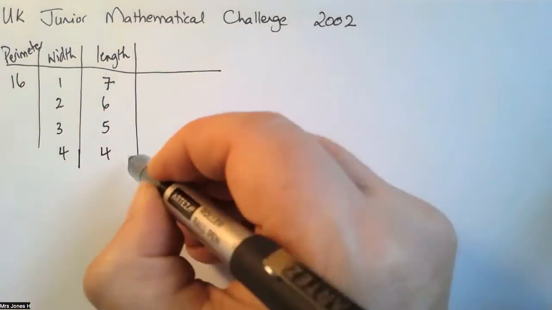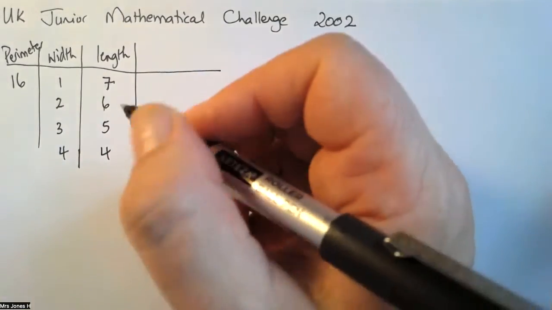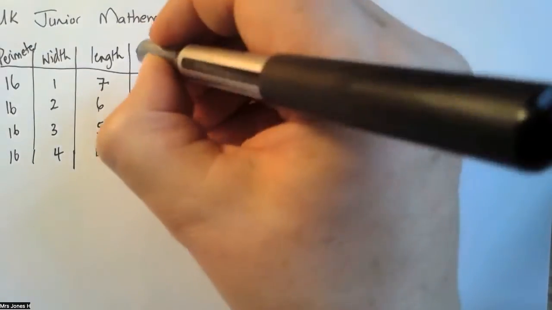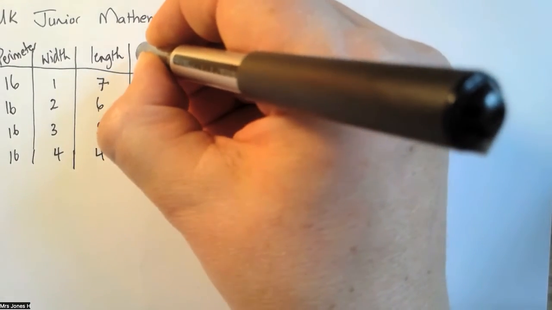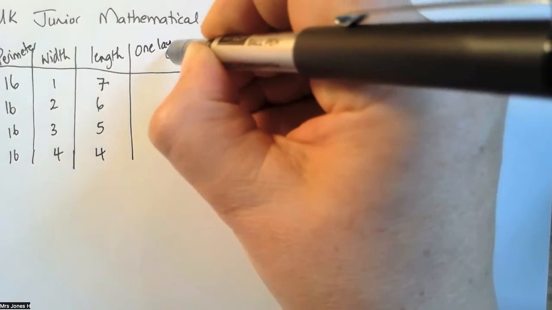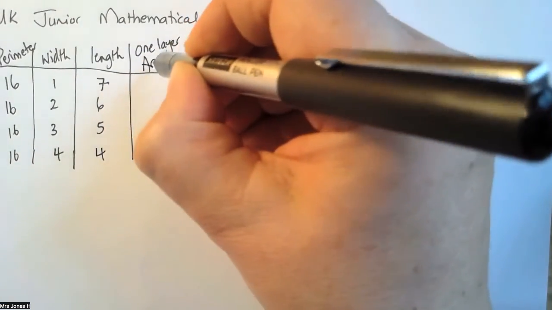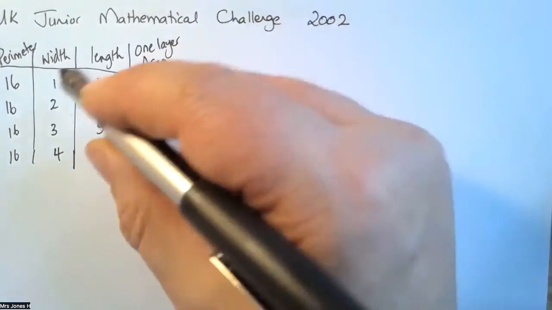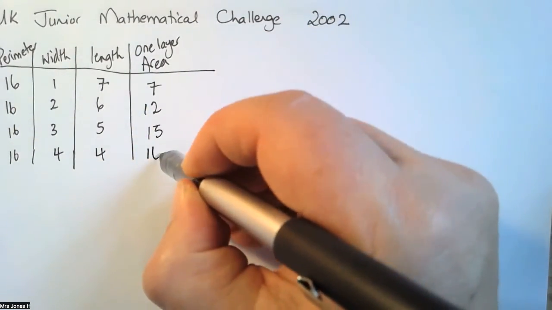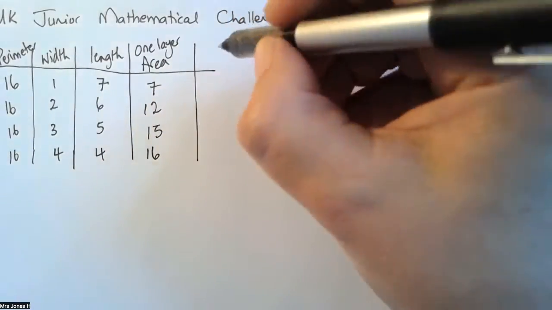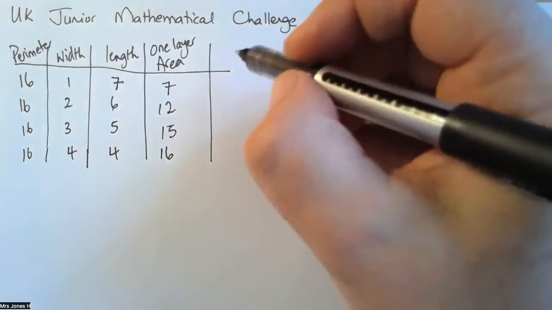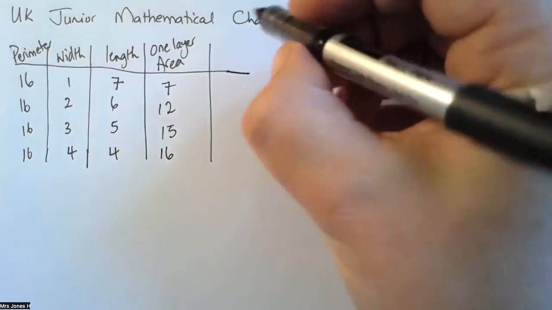Obviously, it depends on how high it is. So we know the perimeter of each of these bases. But the area of the base, the area that one layer takes up at the bottom, will be 1 times 7, 12, 15 and 16. And then I'm going, okay, so I need to have layers on top of these to be able to make it into a cuboid, and they need to be exact with no cubes left.